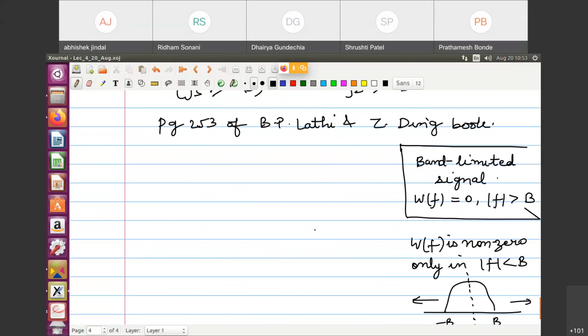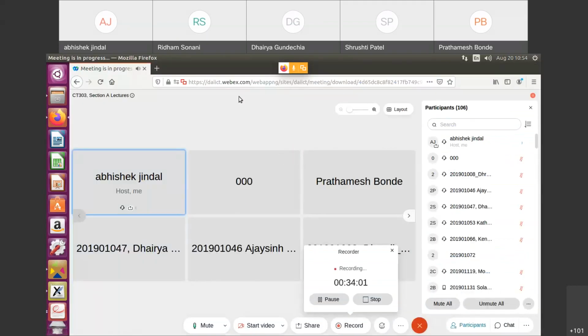So the last point of sampling is reconstruction, or the anti-aliasing filter. The concept of the anti-aliasing filter we will now study. So any other issue with anyone? Any doubts?